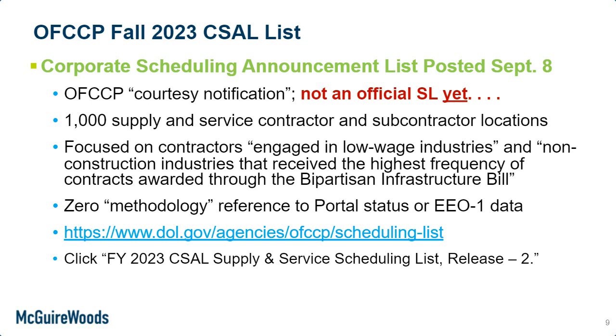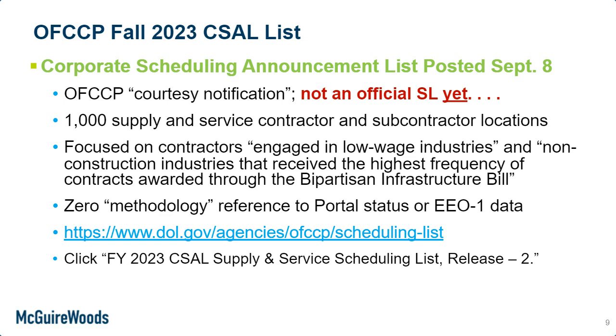And the idea behind it is so that folks can, in theory, prepare themselves for what's coming, because you typically only have 30 days to respond to the initial scheduling letter, which we'll discuss. And that's a lot of scramble. And so if you're on the CSAL list, it's good to check. And it's a good courtesy notice, but technically it's not the official start of the audit. On this current list, there are over 1,000 supply and service contractors that were listed, some of them multiple times, so it's actually done by establishment or location.